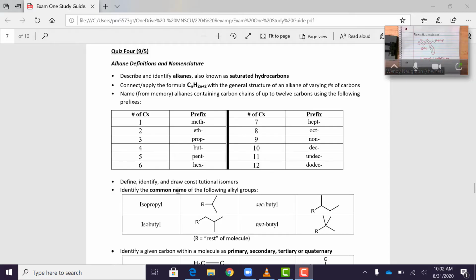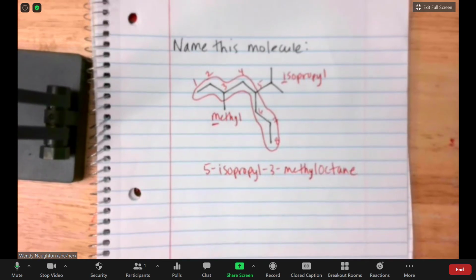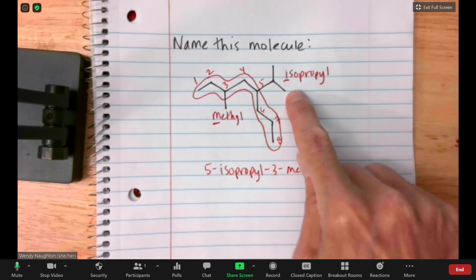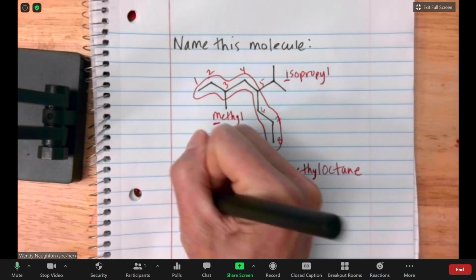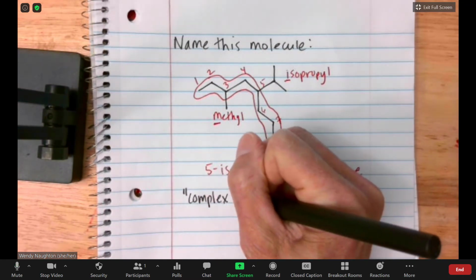As I said, these are common names for certain substituents, and they predate the IUPAC naming system. If you are interested, this is not something that I require for you to know. But instead of calling this an isopropyl group, you can use what's called the complex naming system for substituents.